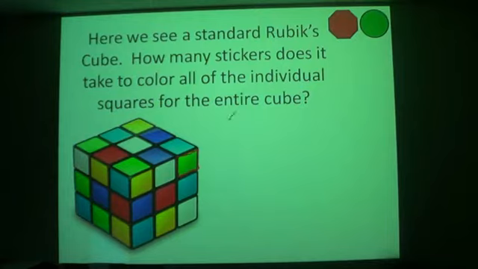Okay, a Rubik's Cube has 6 faces. A face is the larger side, like right here. That represents the face. And on each face there are 3 times 3, or 9 stickers. So 6 times 9 is 54. So the correct answer is 54 stickers.